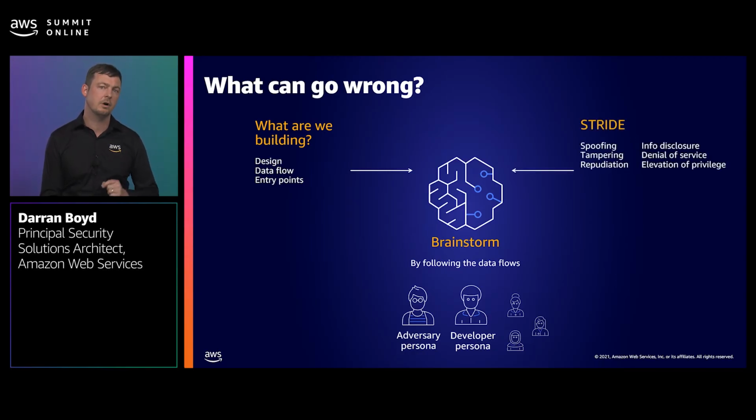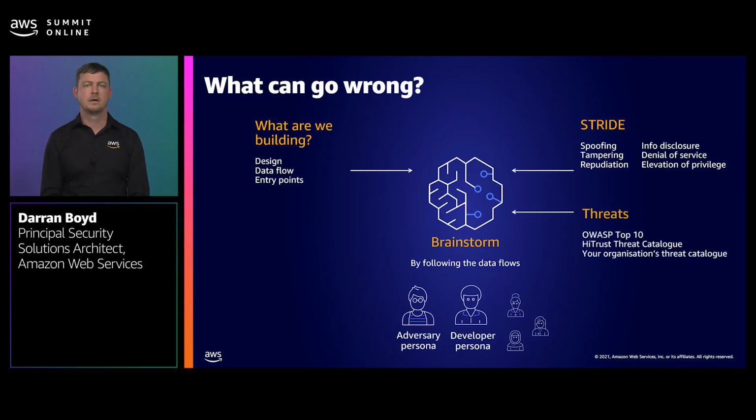We'll be thinking about what can go wrong, and we'll be aiding our brainstorming by using a mnemonic, something like STRIDE, which tells us the different categories we should be thinking about when considering what can go wrong. This can include spoofing or tampering or information disclosure. You may also want to look at the existing threat lists that are out there. Again, there is no canonical list of what can go wrong, but there are some existing lists out there to get some inspiration. For example, the OWASP Top 10, which is the top 10 most common web vulnerabilities, or the HITRUST threat catalog, or potentially your organization's own threat catalog, and I'll come back to that later.